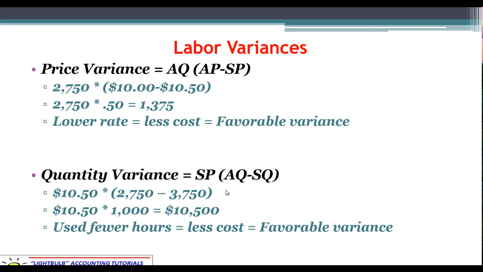The quantity variance, or the differences between the two quantities: we had the 2,750 hours that were actually used compared to the 3,750 expected to be used. We saved 1,000 hours. Multiplied by the 10.50 standard price per unit, we can see up here as well, gives us $10,500 of a favorable variance, savings. We used fewer hours, saved us money.